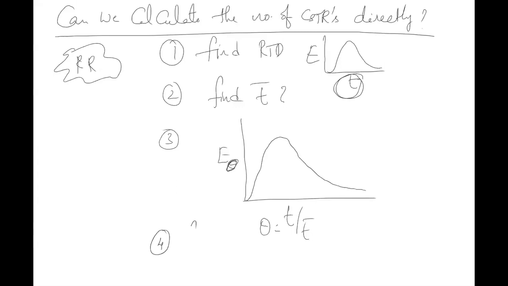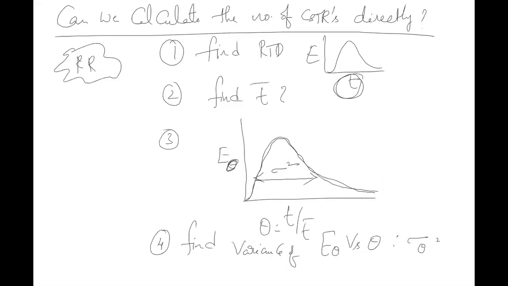The fourth step is to find the variance of E theta versus theta, or let's say the standard deviation. You have Excel tools. If you put this graph in Excel, it tells you what the sigma square is. Sigma square tells you the dispersion of the population. This is sigma theta square. Then your number of tanks is 1 by sigma theta square. This is directly finding the number of tanks which are representing the model.